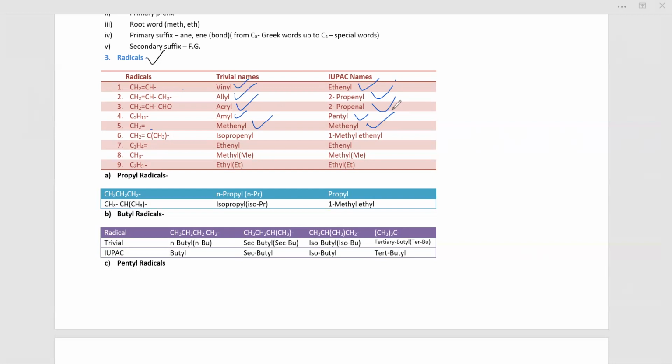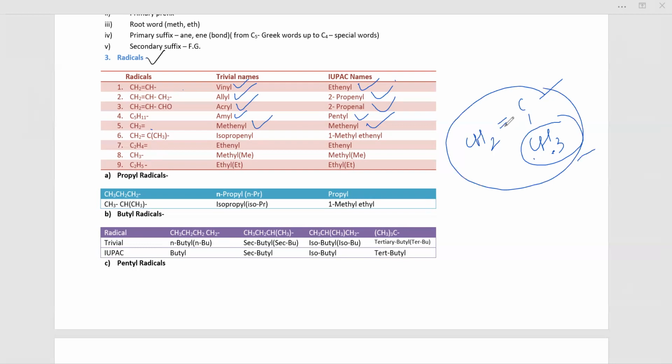Okay. CH2 double bond CCH3. What does it mean? This one. What is it? The CH3 is there on the downside, no? It is not there on a straight chain, so it will be iso. Since there are three carbon atoms, it is prop, and a double bond is there, so ene. And one valency is missing, so yl: isopropenyl, or 1-methylethenyl.